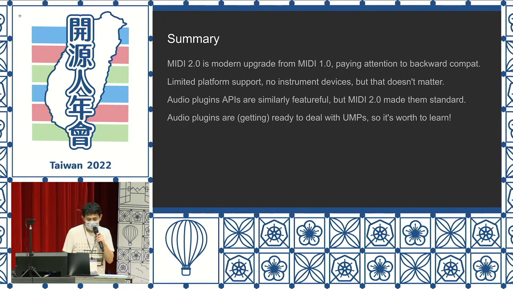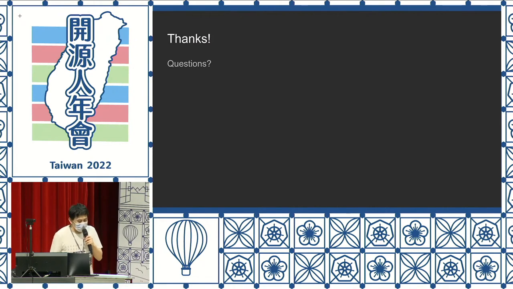Okay, I'm almost done. Let me summarize everything. MIDI 2 is a modern upgrade from MIDI 1, and it pays attention to backward compatibility. It has limited platform support, and there are no instrument devices on the market yet, but it doesn't matter because we could just use MIDI 1 connections. And audio plugin APIs are similarly featureful, but MIDI 2 will make things standard, so it's good. The audio plugins are getting ready to accept and deal with UMP, so it's worth learning. It's a new field to learn, and it's an interesting field for some people, like me, maybe. Okay, done. Thank you so much.